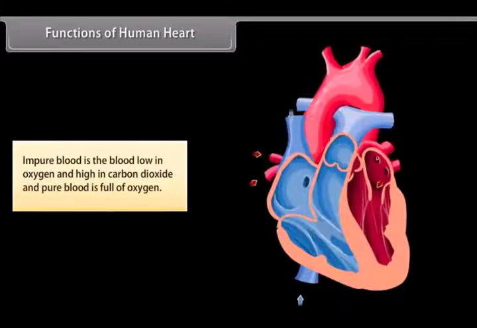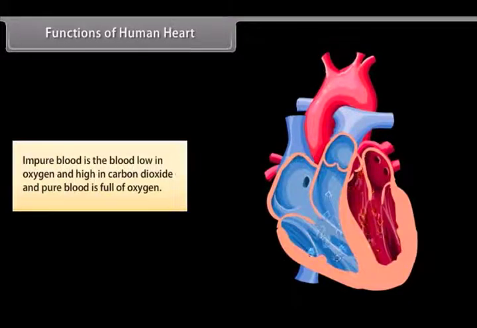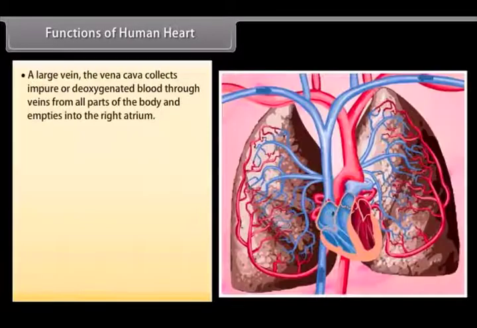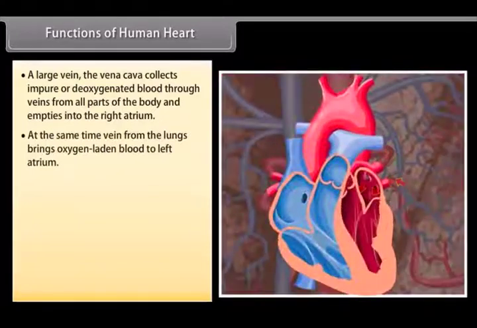Functions of human heart. Impure blood is the blood low in oxygen and high in carbon dioxide, and pure blood is full of oxygen. A large vein, the vena cava, collects impure and deoxygenated blood through veins from all parts of the body and empties into the right atrium. At the same time, a vein from the lungs brings oxygen-laden blood to the left atrium.